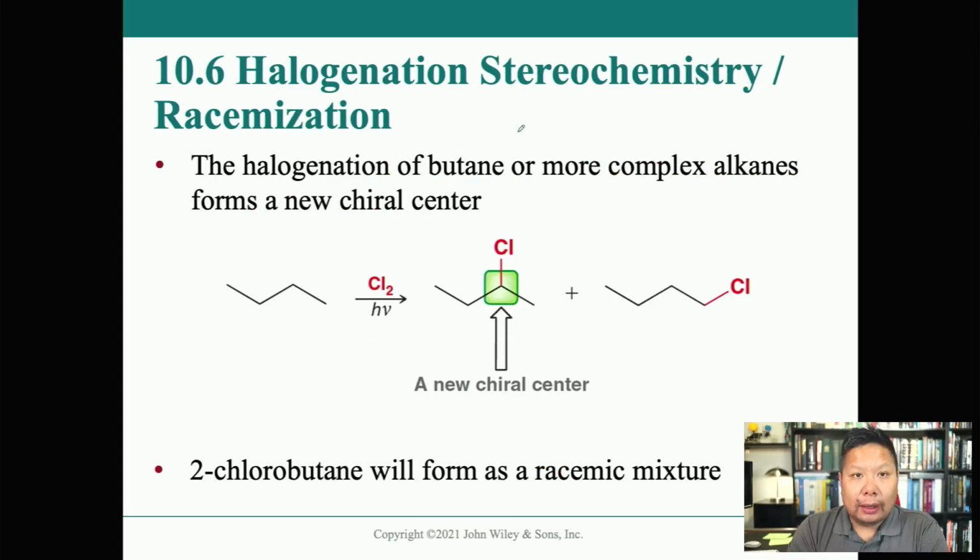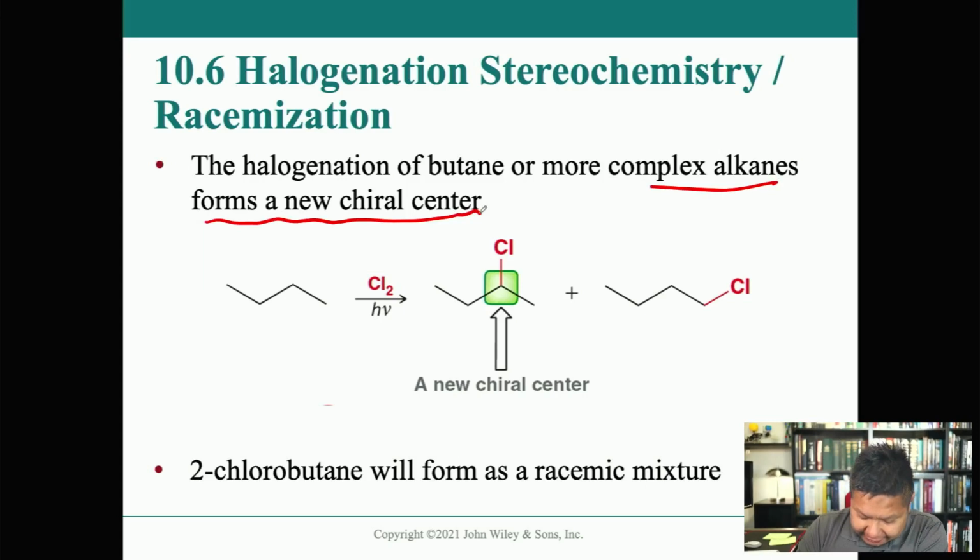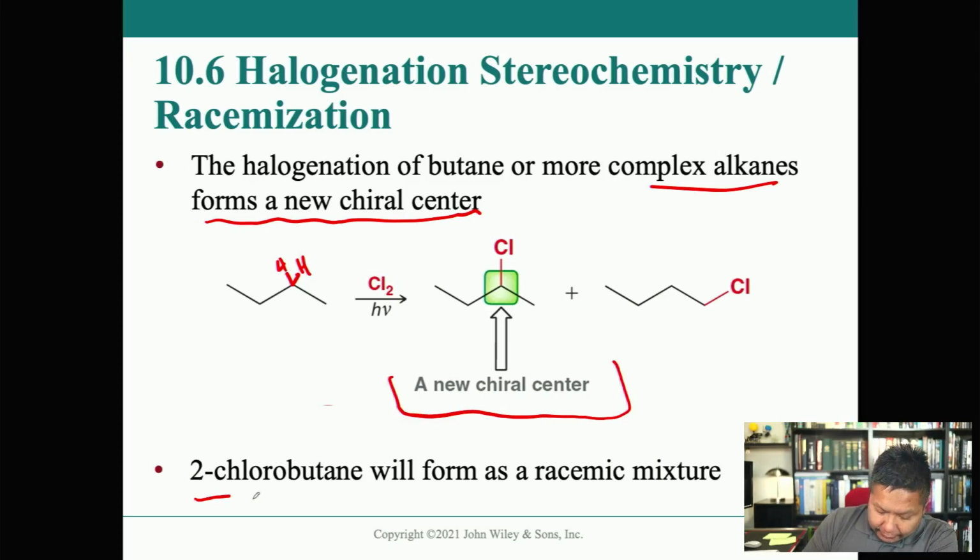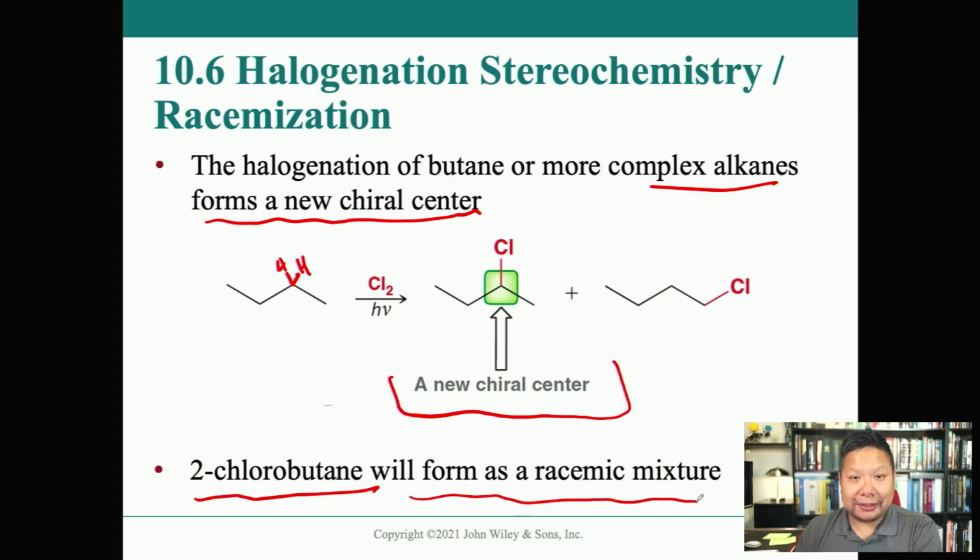Okay? Whew. So the halogenation of butane or more complex alkanes actually forms a stereocenter, which makes sense because we do have two hydrogens right here, right? And if we chlorinate one of them, there will be a hydrogen there and a chlorine there, and so we get a stereocenter. Turns out that 2-chlorobutane will form a racemic mixture, right? What does that mean? Recall that when you have a racemic mixture, you have a 50-50 mixture of the R and S. So there's 50% S-2-chlorobutane and there's 50% R-2-chlorobutane. Okay.